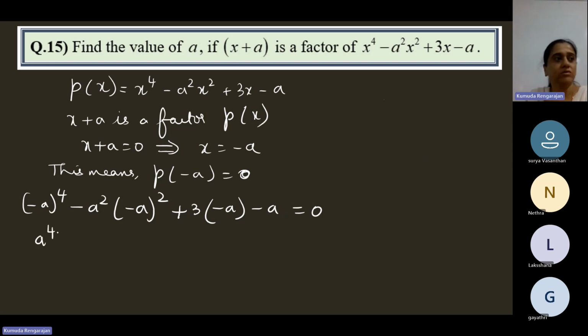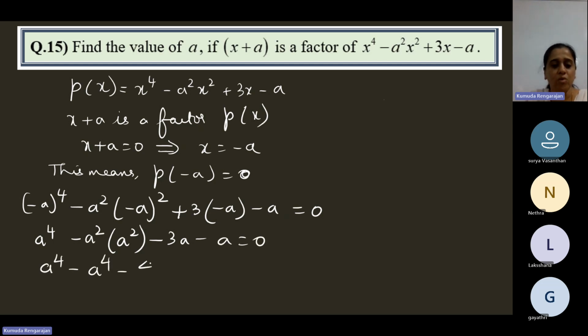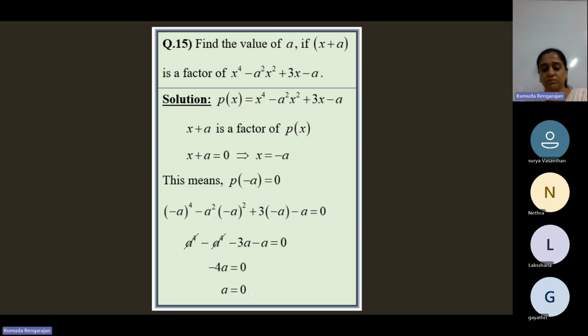So this is a to the power 4. And you're not supposed to do minus into minus plus, children. Simplify the power. So minus a squared as it is. What is minus a, the whole power 2? Plus a squared. Now here you can multiply. Plus into minus, minus 3a. Minus a is equal to 0. So we have a to the power 4 minus a to the power 4 minus 4a is equal to 0. So a is equal to 0 by minus 4, which is 0. So the value of a is 0.